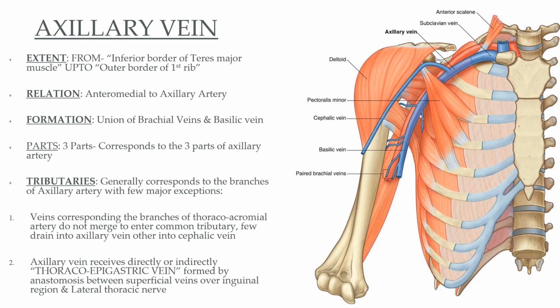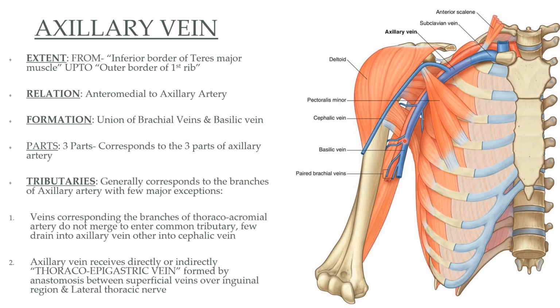Axillary vein. Axillary vein extends from the inferior border of teres major muscle up till the outer border of the first rib. You can better understand this by seeing this illustration. Here, these are the fibers of teres major muscle and this is the inferior border of teres major. Axillary vein extends from the inferior border of teres major up till the outer border of the first rib, beyond which this axillary vein is called the subclavian vein.